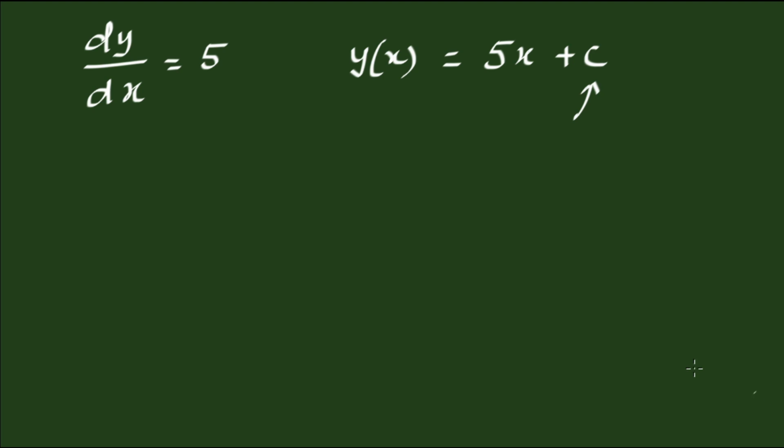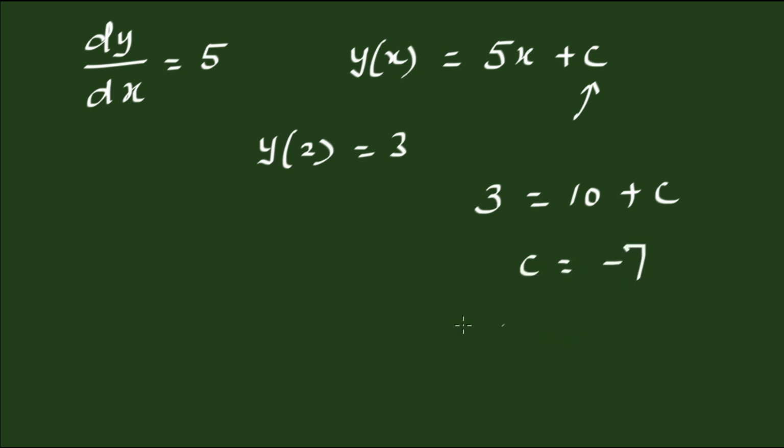Now if I add an auxiliary condition, for example, if I say y at x equal to 2 is equal to 3, then we can use this to find the value of c. Let's do that. Put x equal to 2, so I get y is 3 equal to, put 2 here, that becomes 10, 5 times 2 plus c, and straight away we get c is equal to -7. And so the differential equation has this general solution. If I add this auxiliary condition, we get the particular solution y of x is equal to 5x minus 7.